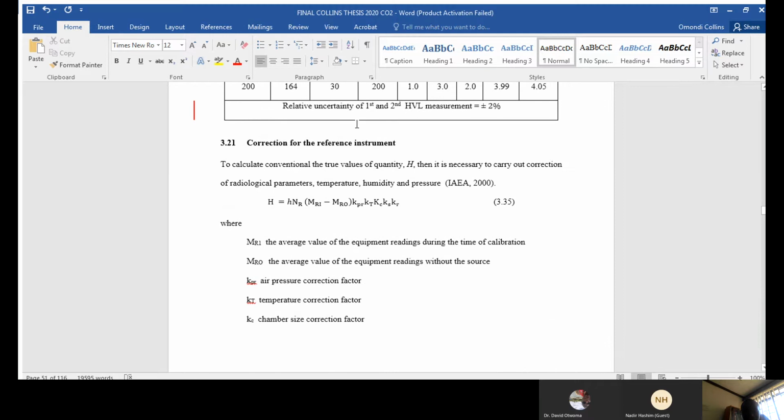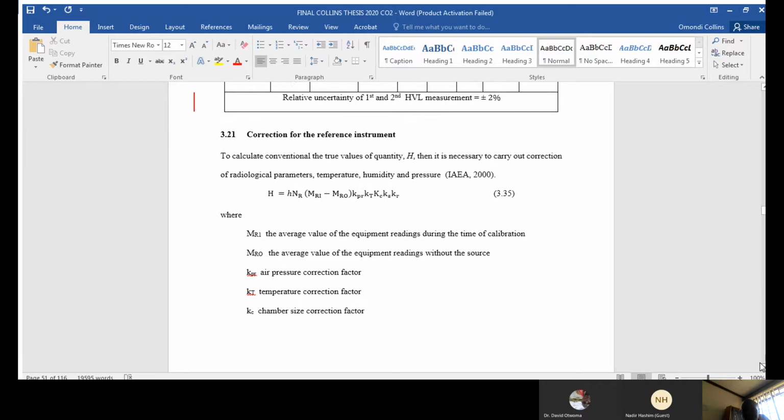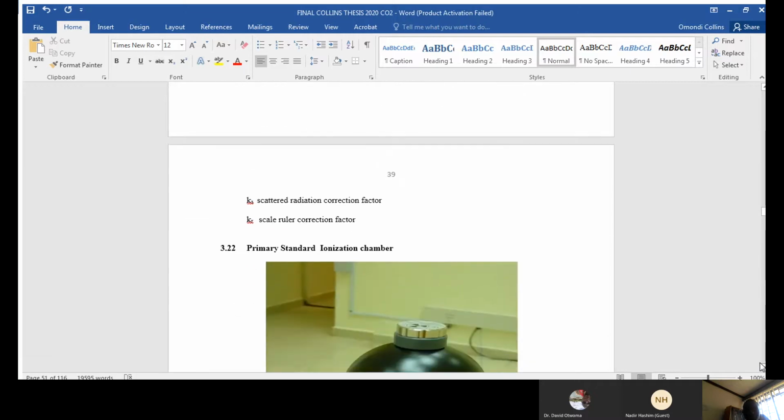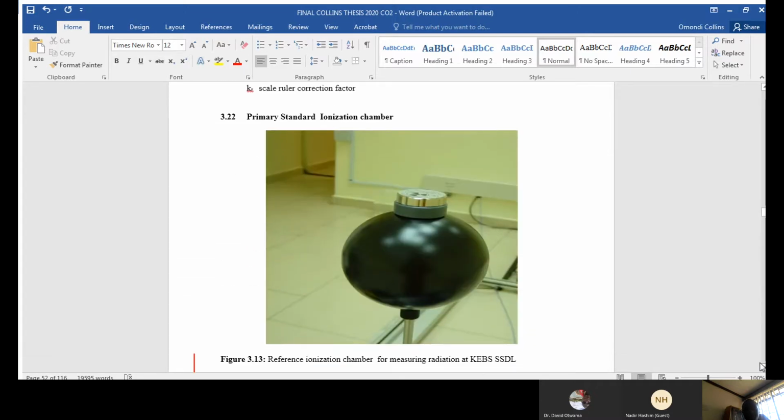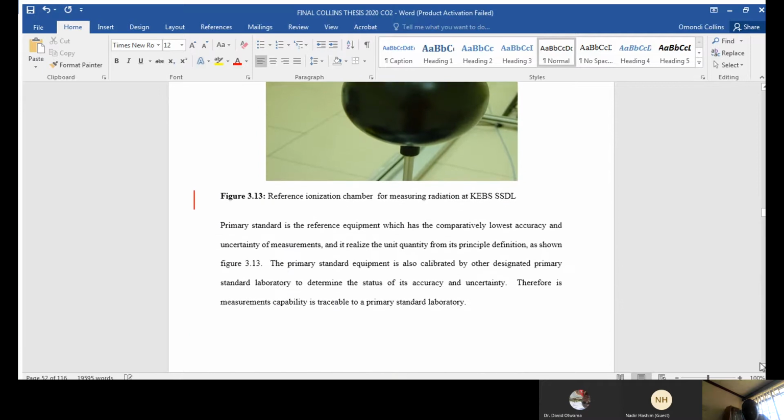So after calibration, this is the formula for a correction. First, we correct the pressure and temperature. Then correction factors for the chamber, for the air pressure, for the reading itself, and for the calibration factor. So this formula is applied later on. Then this is a reference standard, the Immersion Chamber that we are using in the lab.